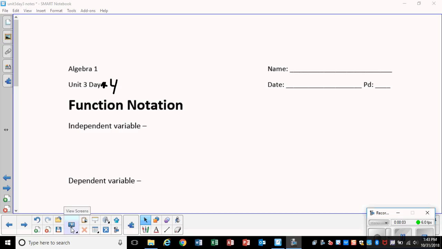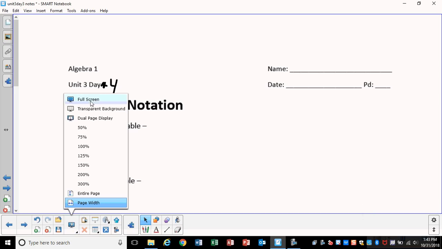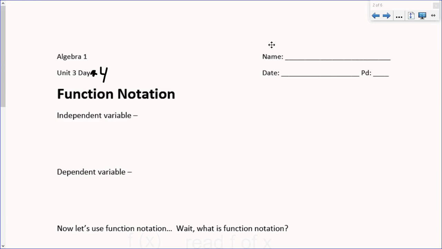Hello everybody, let's go ahead and get started with day 4, unit 3 notes. Today we're going to talk about function notation and intercepts. Function notation and intercepts. So, let's just go ahead and dive right in.